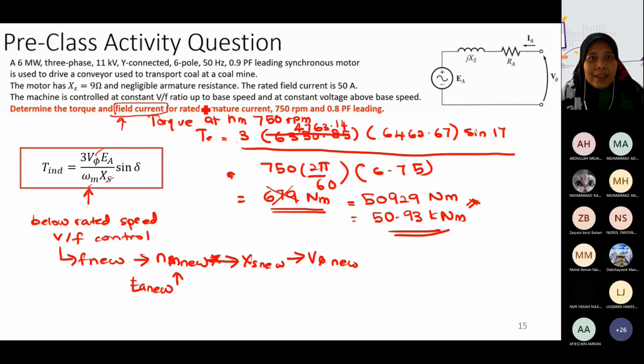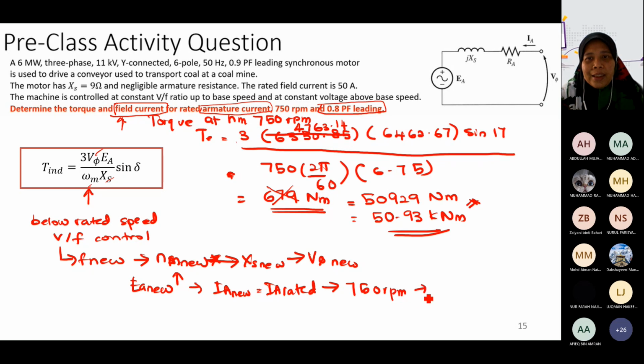At rated current, you have the magnitude of the current IA equal to IA rated, but for the angle, you must look at the angle of operation at 750 RPM. Its angle is 0.8 power factor leading. You cannot take 0.9 because that is at rated. So that's the end of our class today. We already did one question on the torque calculation, and on Thursday we continue because we have another question and we also have to find the field current.